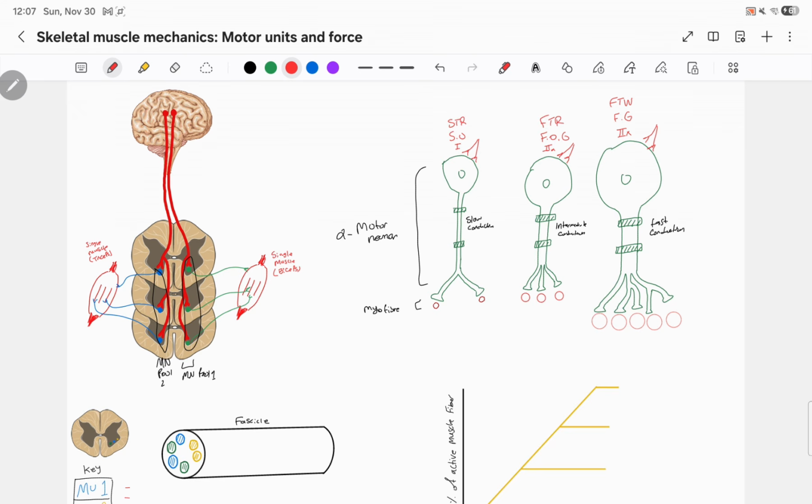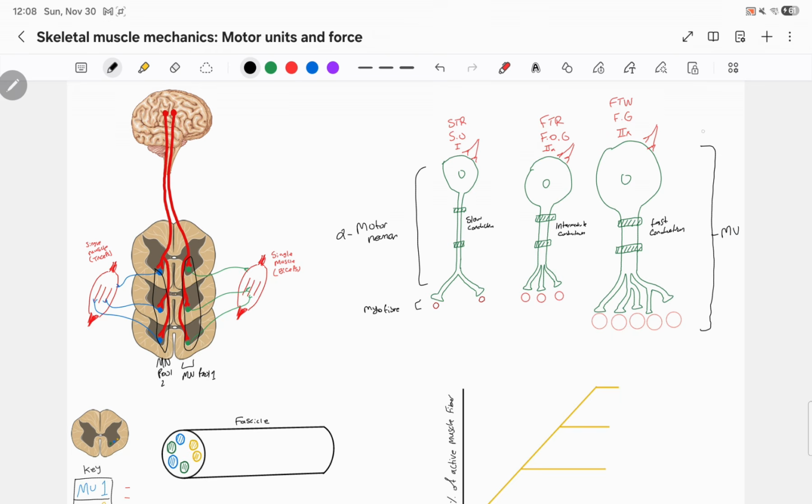Now, the other thing I want to introduce you to is this concept of orderly recruitment, and the fact that we recruit fibers not just in a random fashion, but in the exact same order every time. And there's a reason for that. But first, we have to talk about something, and that thing is the concept of a motor unit. So this entire thing is a motor unit, MU. Okay? What is a motor unit?